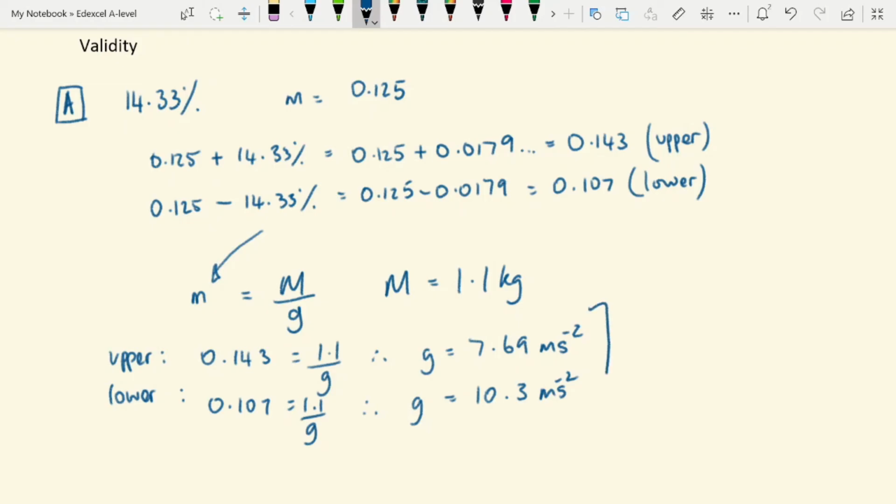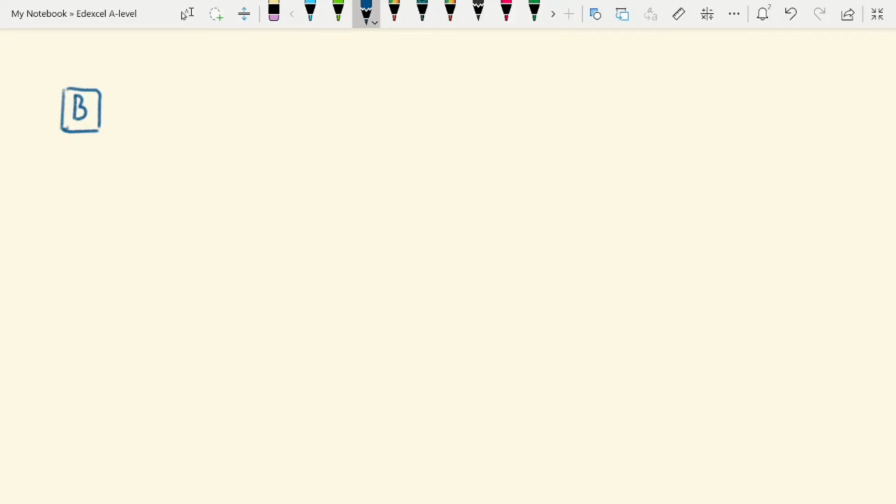This is our range of g that we got from our gradients. And as 9.81 meters per second squared is our actual value of g, and it does fall between these two, then our experiment is valid. The second, and perhaps slightly faster, way of assessing the validity of an experiment is to use something called the percentage error.